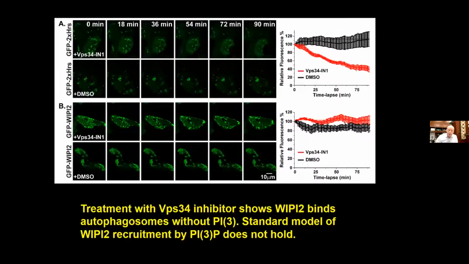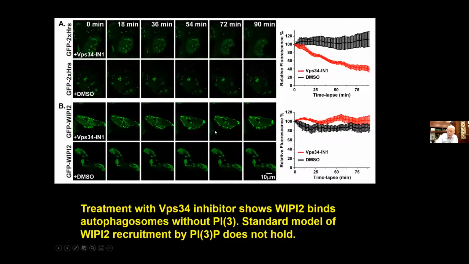So we looked at that in RPE cells, and what we found is that if you add chloroquine to spur the formation of autophagosomes that are labeled with both WIPI2 and with PI3P, we can add an inhibitor of VPS34, a chemical inhibitor. And when you do that, you see a loss of PI3P signal. You can see that these puncta get dimmer and dimmer as you go on in time in this top panel here. But WIPI2 stays there the whole time.